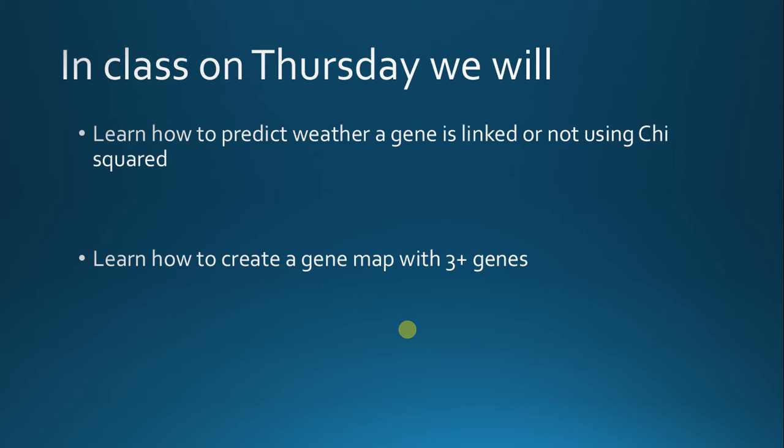Alright, so here's just a look at what we're going to do on Thursday. We're going to learn how to predict whether a gene is linked or not using chi-squared, so I'm going to talk through chi-squared. And we're going to learn how to create a gene map with 3+ genes.